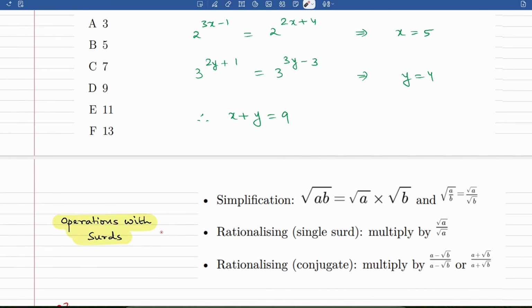Moving on, operations with surds. So remember, simplification operation with surds, if you have square root of ab, that can be written as root a into root b. This is only possible if both a and b are positive, and square root of a by b is equal to root a by root b.